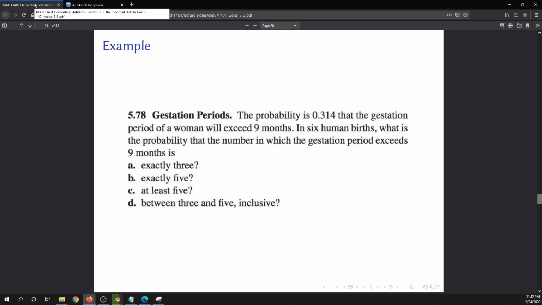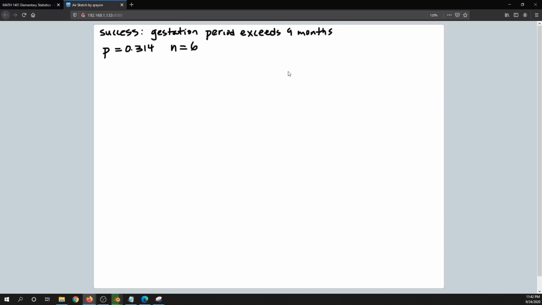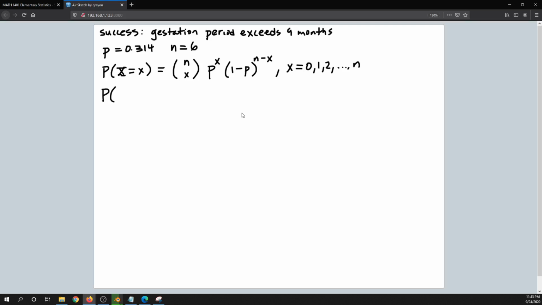So we know what our formula is going to be. Our formula is given by the probability that capital X equals x equals n choose x times p to the x times 1 minus p to the n minus x, for x equals 0, 1, 2, all the way out to n trials. Okay. And we know what these values are for n and p, so we can fill this in.